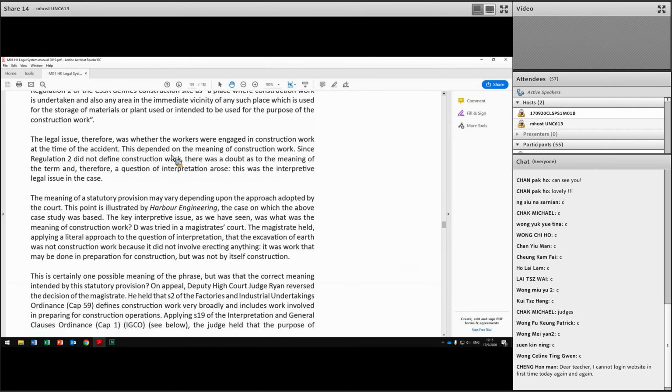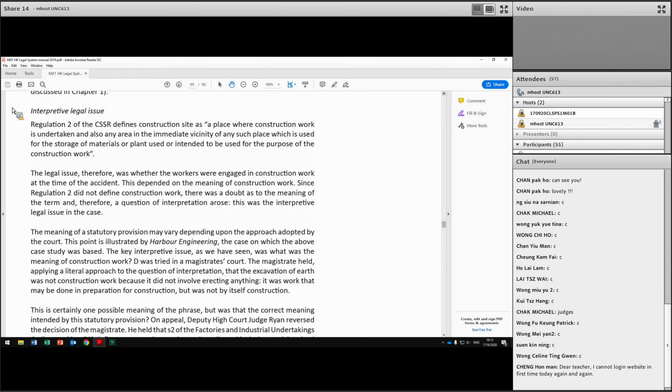So how can we find the meaning of the term construction site? Regulation 2 defines construction site as a place where construction work is undertaken, and also any area in the immediate vicinity. The legal issue was whether the workers were engaged in construction work at the time of the accident. So we cannot just designate some area to be a construction site. We define construction site as a place where construction work is undertaken. But the meaning of construction site will depend on the meaning of construction work.